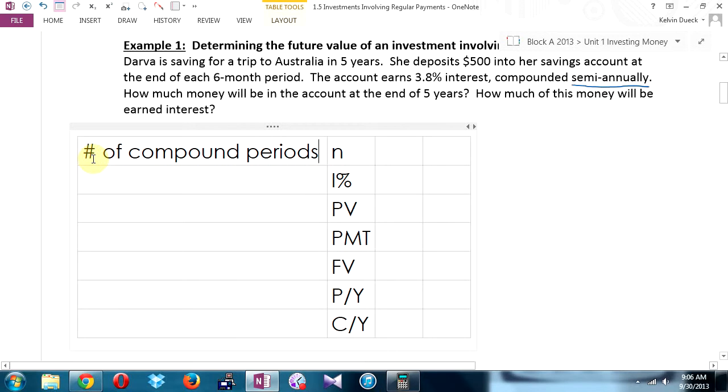This is why I was saying leave a space or whatever. By the way, if you want to put the number of compound periods next to the letter, you can. I'm trying to do this so I can print this up, or you can print this up at home and get a nice little organized chart. Okay.